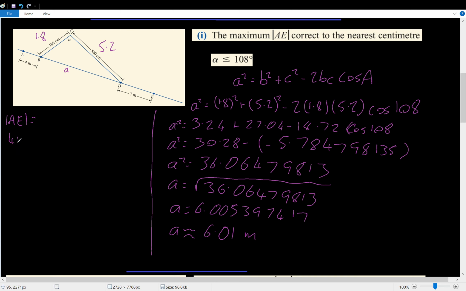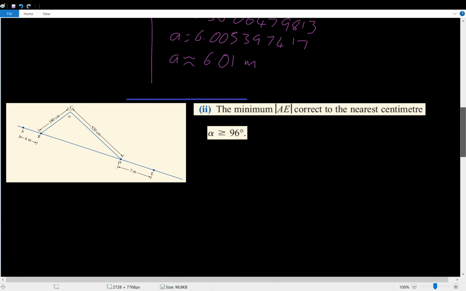to 4 plus 6.01 plus 7, which is going to be 17.01 meters, like that. Or 1,701 centimeters would also be acceptable. So that is the maximum value AE can have in this particular diagram. Let's go try and find out what the minimum is now.